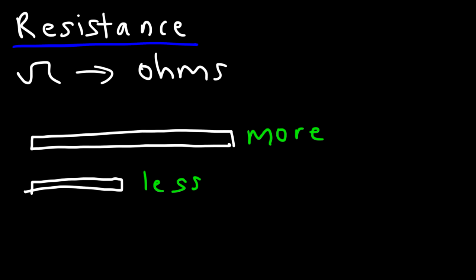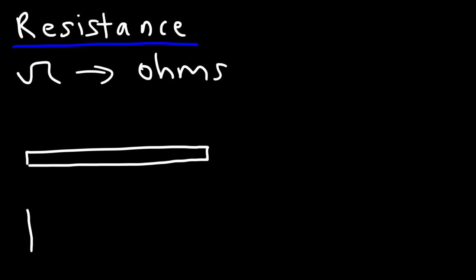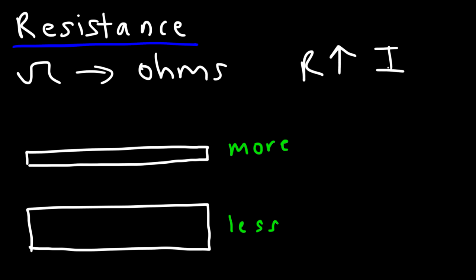Now, here's another question for you. Which one will have more resistance? A thin wire or a thick wire? It turns out that the thin wire has more resistance than a thick wire. And to illustrate this, resistance and current are inversely related. As you increase the resistance of a circuit, the current decreases. So the rate at which electrons can travel through the circuit decreases if you increase the resistance.